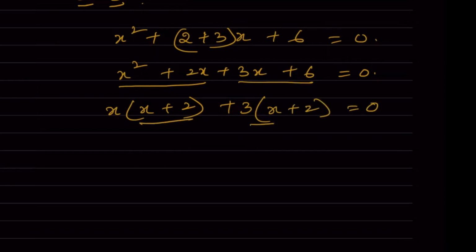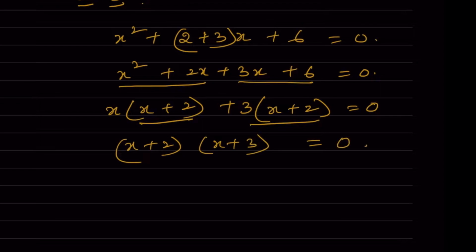Now common in both of them is x plus 2. So x plus 2 into x plus 3 is equal to 0. So this is the way you can factor a quadratic expression or a trinomial. So this is the answer for x square plus 5x plus 6 equal to 0. It is x plus 2 into x plus 3 equal to 0. So this is the way we do this problem.